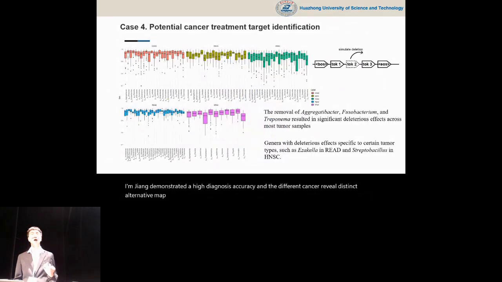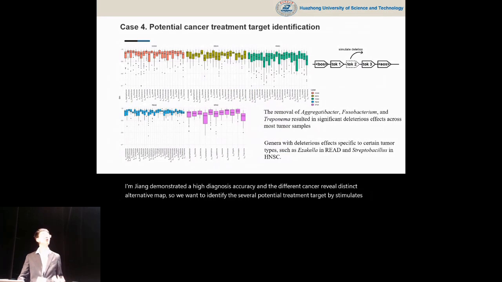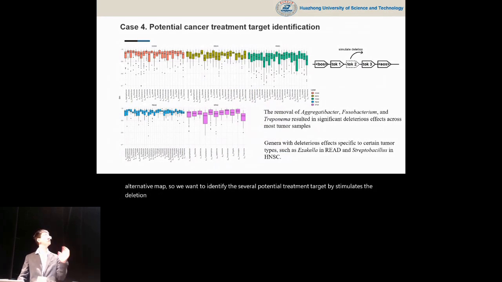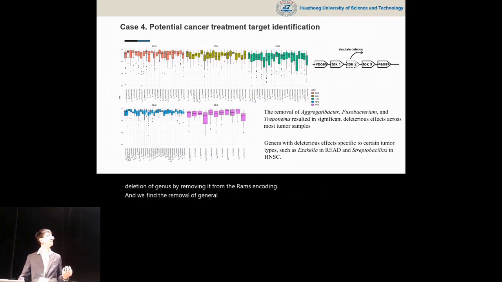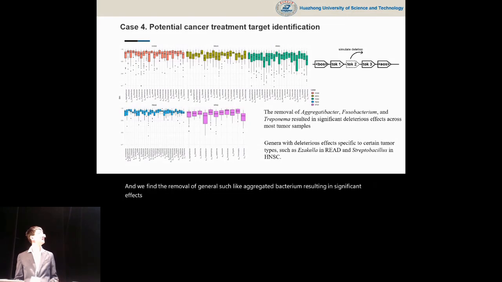We wanted to identify several potential treatment targets by simulating the deletion of a genus by removing it from the rank encoding. We found the removal of genera such as Agrigentibacterium resulted in significant effects across most tumor types. There are also several genera with effects specific to certain cancer types, such as Isarcella in IAD.